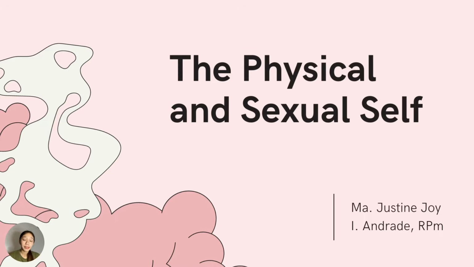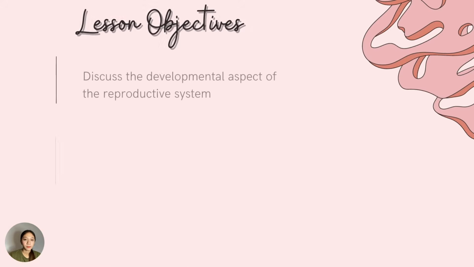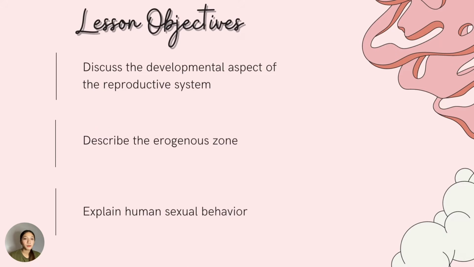Our lesson for today is on chapter 2 of Understanding the Self, Unpacking the Self. Lesson 1, the physical and sexual self. So, first, let us know what our lesson objectives are.